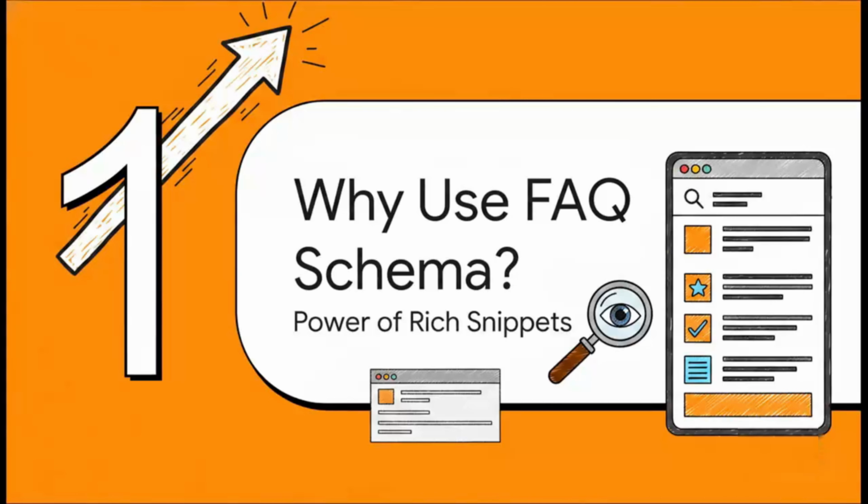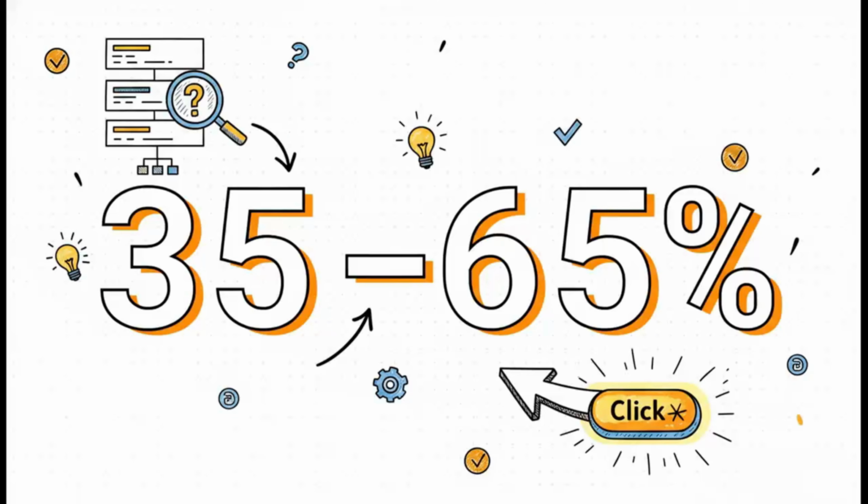Section 1, why use FAQ schema? It's all about the power of rich snippets. Standard search results are super small and easily ignored, right? But implementing FAQ schema typically boosts your organic search click-through rates by a massive 35 to 65%. When you provide structured data that Google actually understands, they reward you with a rich snippet. And honestly, it just makes users want to click.